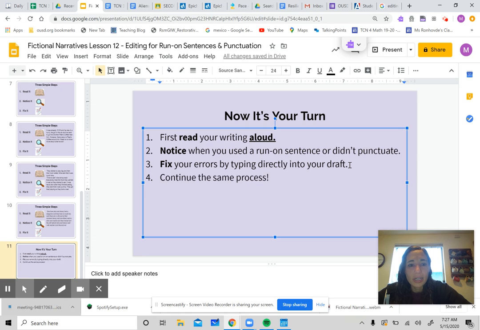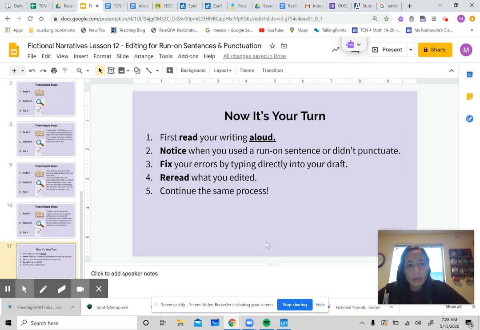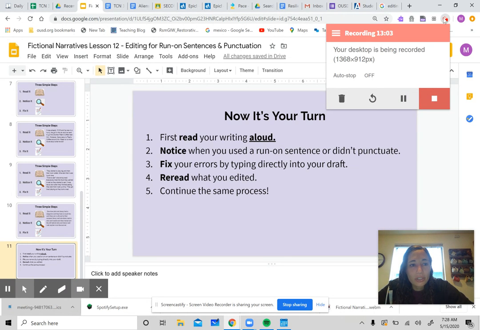And I'm actually going to add a step here. Then I want you to reread what you edited. Because then you can really make sure that it's exactly the way you want it to sound. And then you're going to continue the same process by reading further along in your document. So remember, today you're going to be looking to edit for punctuation, and run-on sentences that go on for too long and make it hard for your reader to read. Okay, so today, remember, you're going to go back into your document and really practice editing this, knowing that we're going to be starting our publishing process next week. Okay, best of luck.